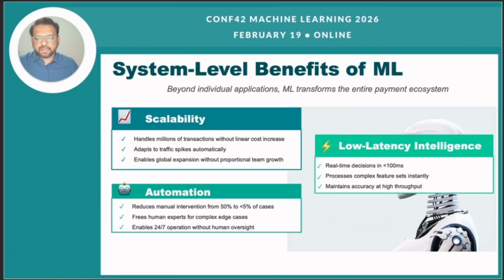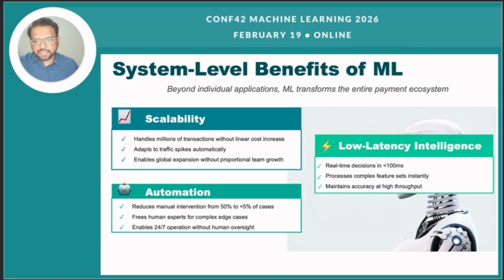Now let's step back and look at the system-level benefits that machine learning brings to the payment ecosystem. These transcend individual applications and transform how the entire platform operates. First, scalability. Machine learning algorithms enable payment systems to handle millions of transactions without linear cost increases. Think about it for a moment: traditional systems have to scale linearly. Twice the volume requires twice the infrastructure and twice the staff. Now, machine learning breaks this pattern.